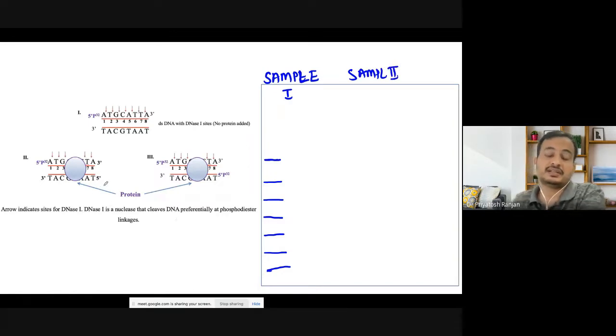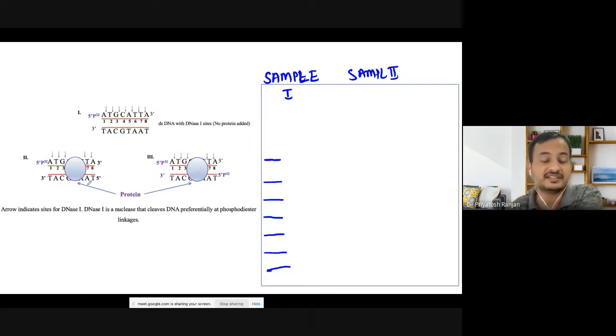Remember, the position where the protein is binding, those regions will not be exposed, those nucleotides will not be exposed, and DNase one will not be able to work. This is the principle of protein-DNA binding. Wherever on the double stranded DNA the protein is binding, those nucleotides are not going to get exposed. DNase one will not cleave, and that will give me the idea of where my protein is binding.